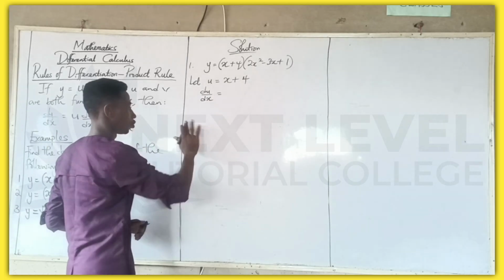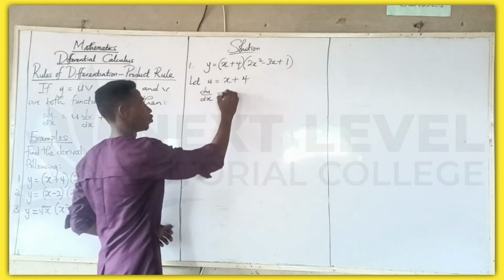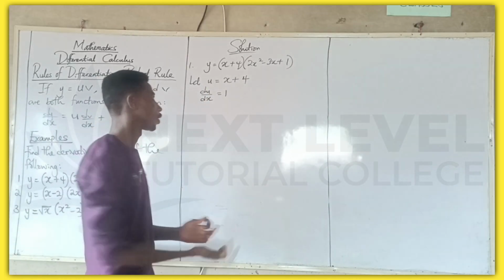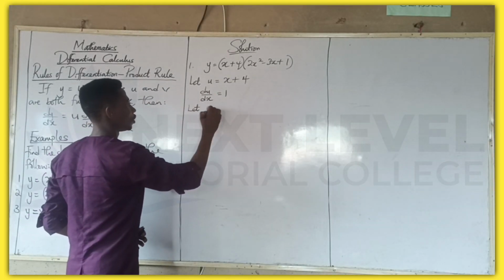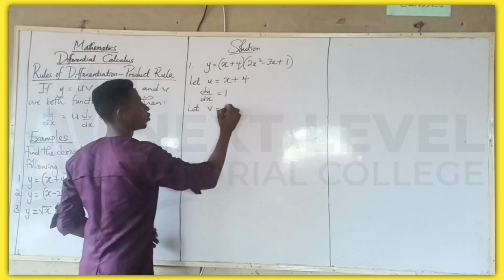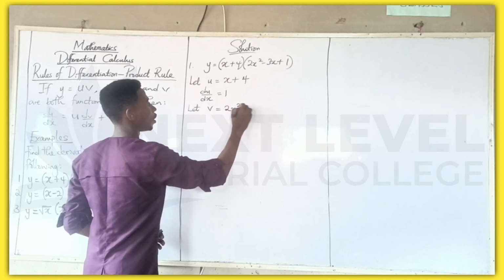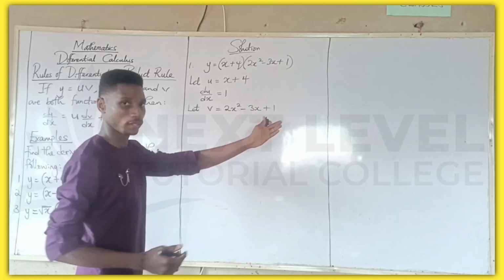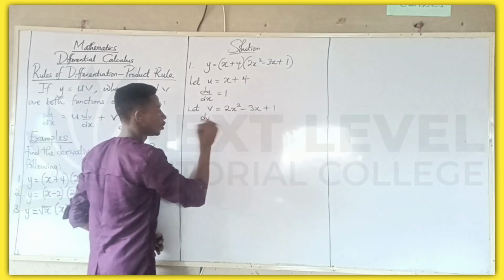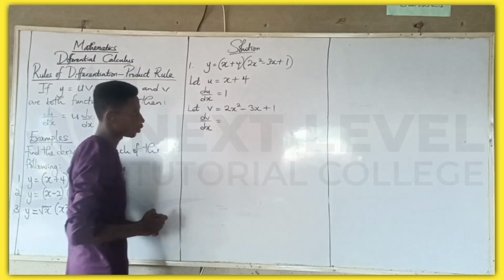du/dx will be equal to, we differentiate x to give you 1, differentiate 4 to give you 0. So the du/dx here is just 1. So let v be the second one, equal to 2x squared minus 3x plus 1. So if v is this, next thing is to find dv/dx, we want to differentiate.